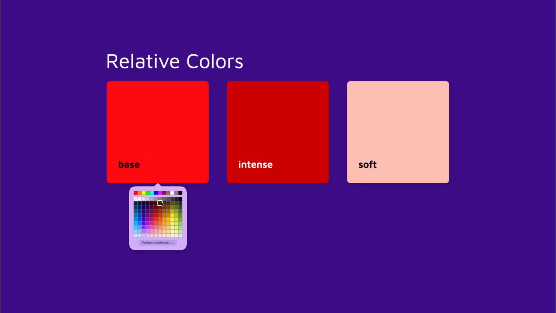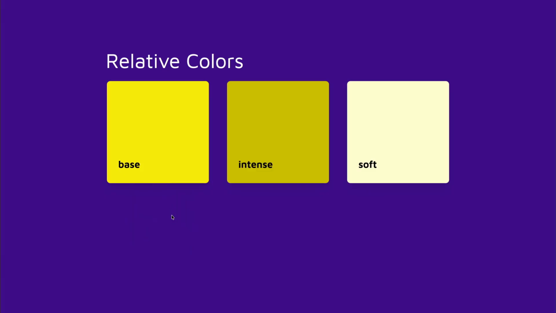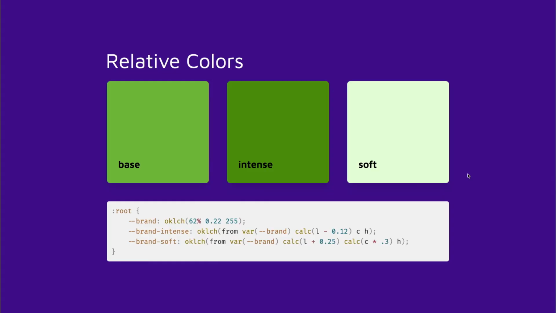I want to have another one, yellow. Let's go green. And you see also the font is changing, the color of the font is changing. Everything is possible now. And it's really, really nice. And it's really easy. That's all.